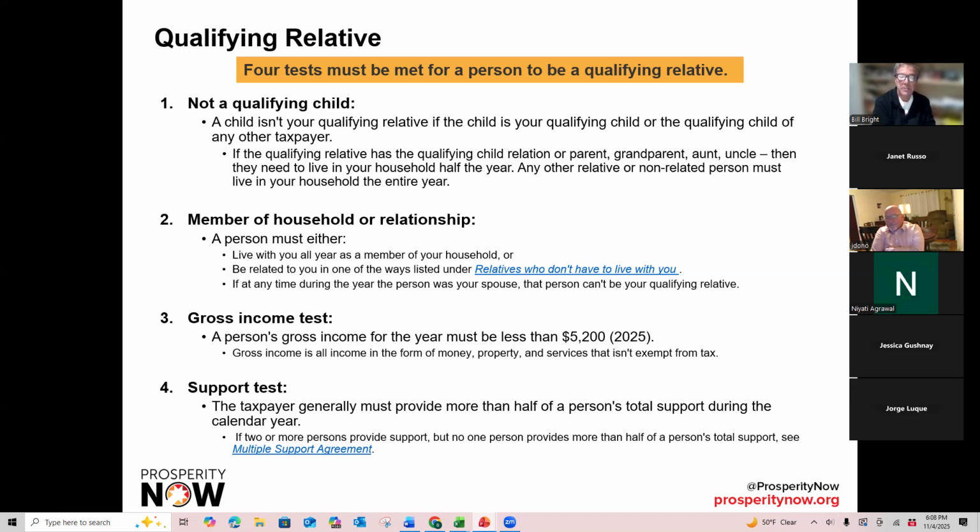Again, we see some instances where a married couple may have mom or dad living with them, and all they get is Social Security. Generally, they can claim them because usually the Social Security is so minor that they don't have to file, and there's no way that that is more than half of their own support. Taxpayer generally must provide more than half their support during the calendar year. Again, if two or more persons provide support, but no one person provides more than half, it gets a little more complicated. Again, that's not something that we ever see.